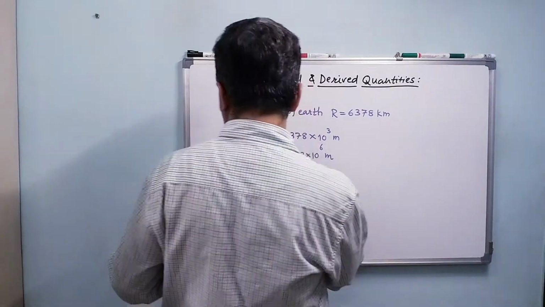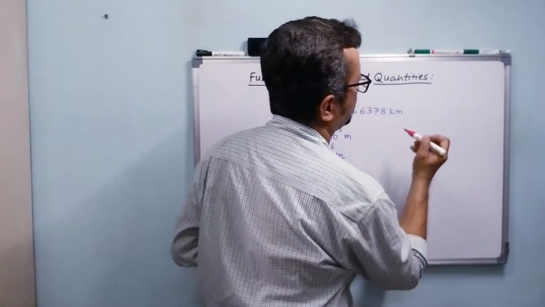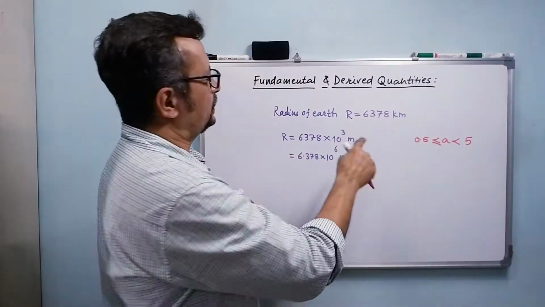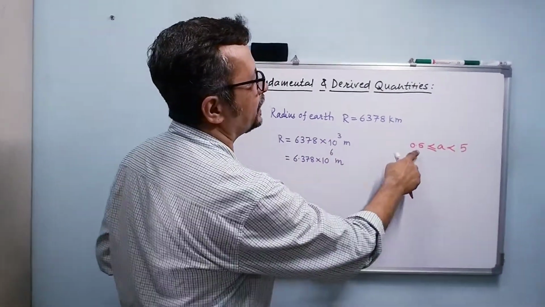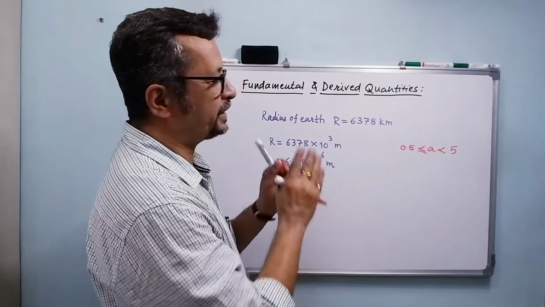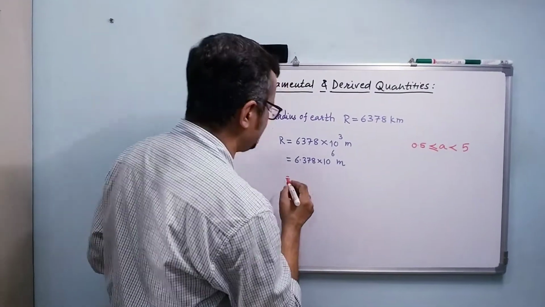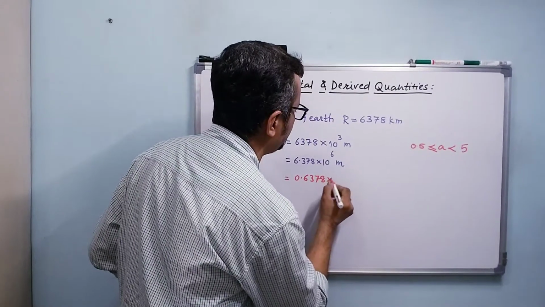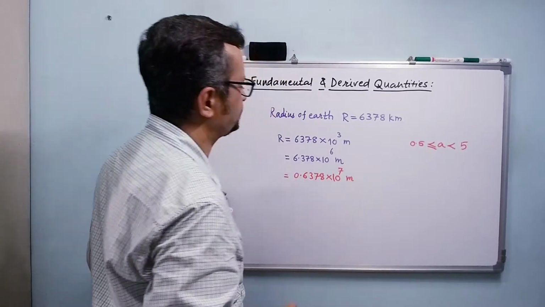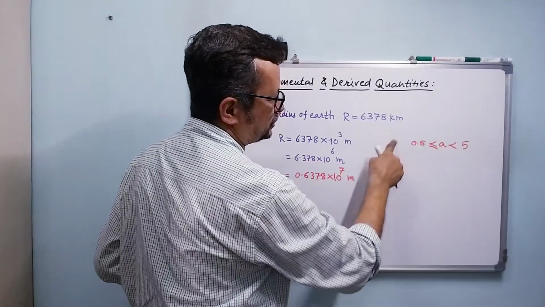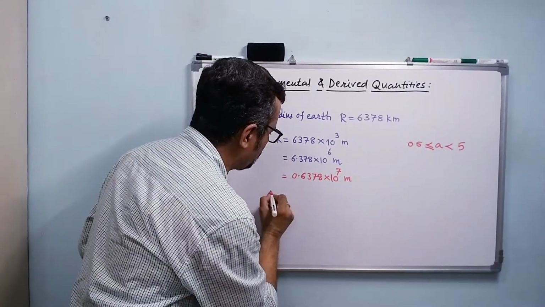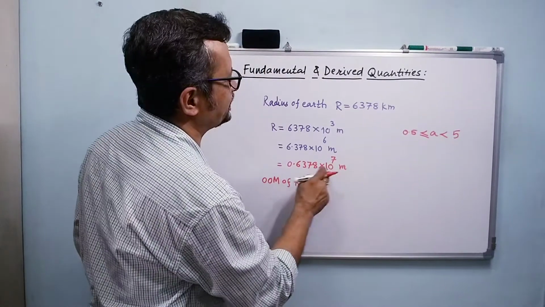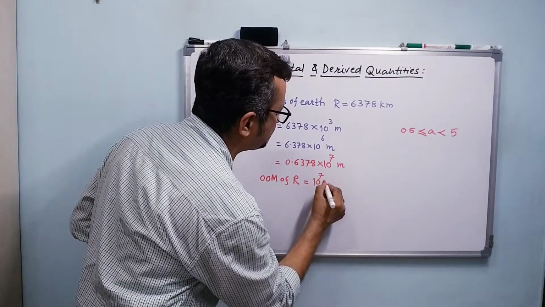Now here I am going to follow 0.5 less than or equal to A less than 5. This 6.378 lies outside this domain, outside the boundaries. So I'm going to write this as 0.6378 into 10 raised to power 7 meter. Now it lies within these two limits, correct? So the order of magnitude of the radius of Earth is equal to 10 raised to power 7 meter.